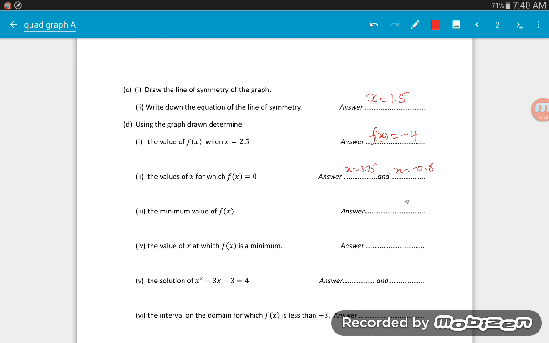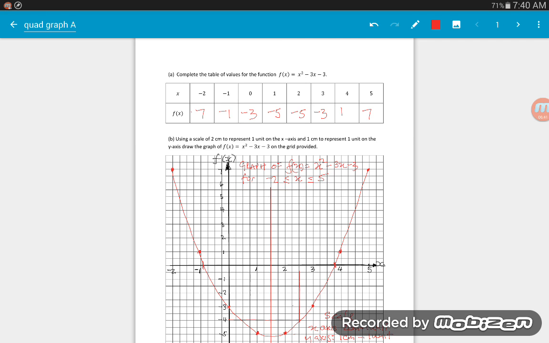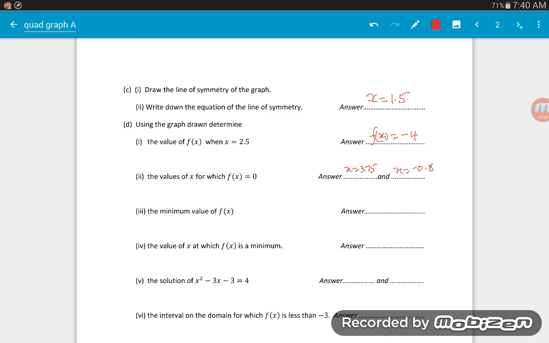Find the minimum value of f of x. Well, this is our minimum value, and it looks like about minus 5.2. This is our minimum value here, and this f of x equals minus 5.2. And the value of x for which f of x is a minimum, we know it has to be at our line of symmetry.